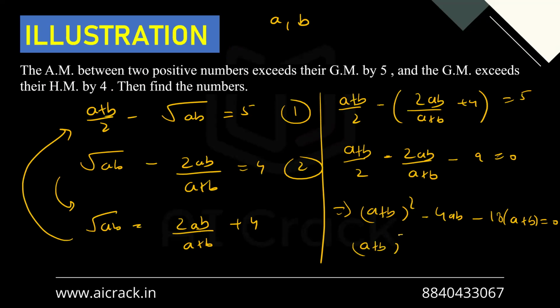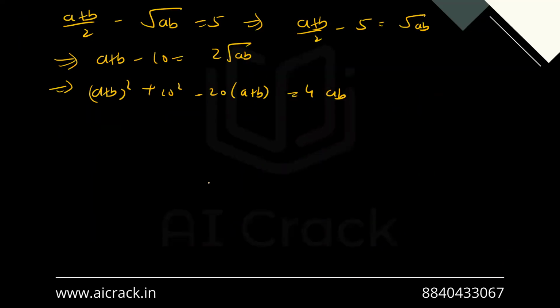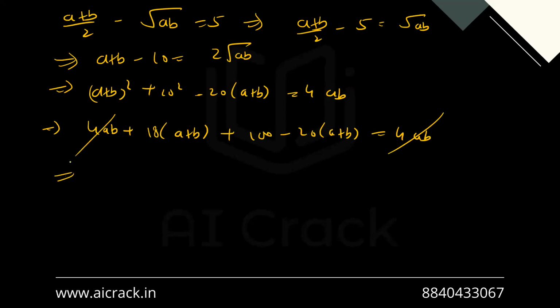So (A plus B) whole square equals 4AB plus 18 times (A plus B), right? Using this over here, we'll get 4AB plus 18 times (A plus B) plus 10 square, that is 100, minus 20 times (A plus B) equals 4AB. Now this and this get cancelled out. What we have got is 2 times (A plus B) equals 100, and that gives us A plus B equals 50.